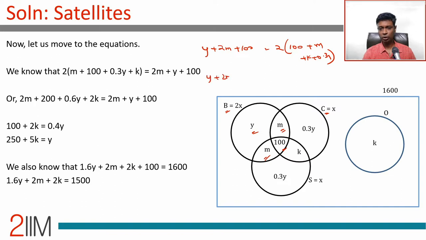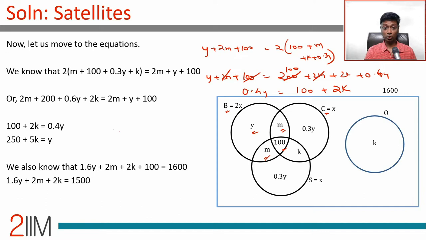Wonderful. So Y plus 2M plus 100 is 200 plus 2M plus 2K plus 0.6Y. Luckily, the 2M goes away. 100 comes this side, 200 minus 100 is 100. This 0.6Y can come this side: 0.4Y equals 100 plus 2K. There is something linking Y and K. So we know that 0.4Y is 100 plus 2K.